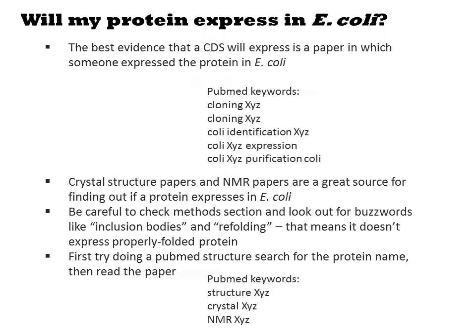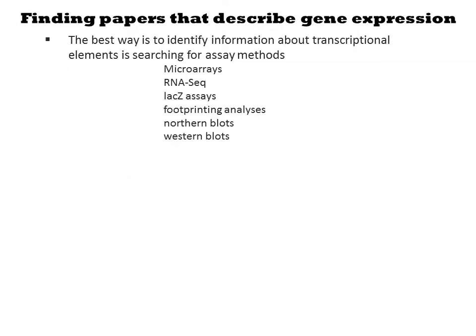The best way to find papers of this sort is to do a PubMed structure search for the protein name, then find the materials and methods section of the paper associated with that structure. Often you can find papers about crystallization of a protein by searching PubMed for crystal XYZ or structure XYZ-like queries.